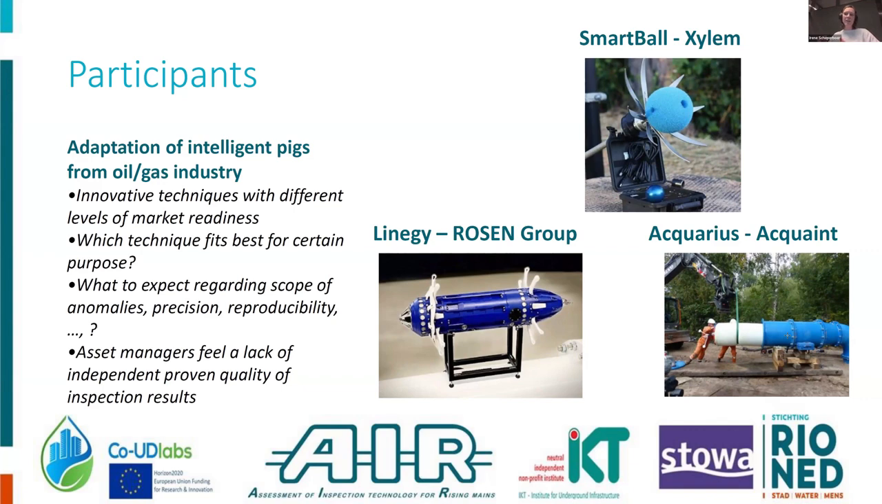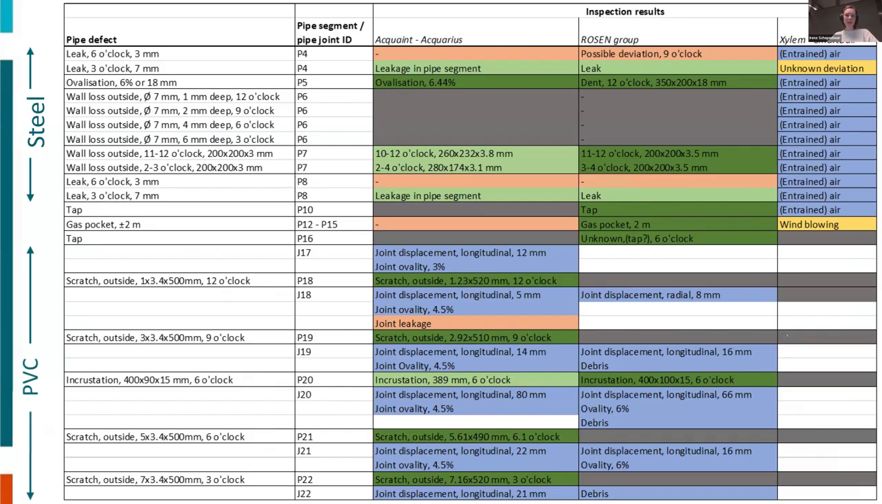And we did this because the first question was that these techniques are available, they can be used, but asset managers feel lack of independent proven quality of these inspection results. So it's quite expensive to do such an inspection, and they want to be sure that they get value for this money spent. So that is why we started this research essentially.